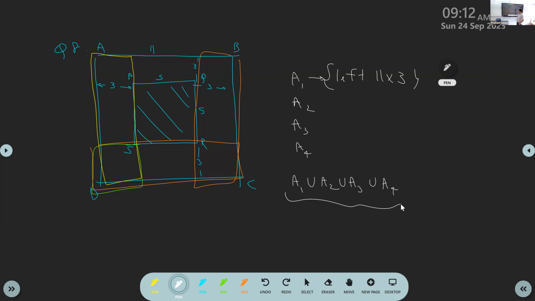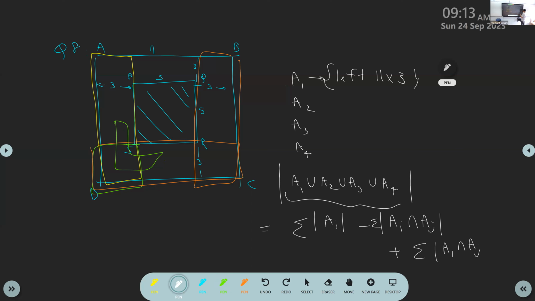The reason for that is that if there is any rectangle that does not overlap with the central region, we cannot have a rectangle which lies partially here and partially here. Every rectangle will have to be completely contained in one of these A1, A2, A3, A4. Therefore, by inclusion-exclusion, we can simply count this. That will be equal to the sum of the individual sets minus the sum of the pairwise intersections. And then there will be additional terms, like the sum of three at a time, but those will be zero. So we don't need to worry about them. Only these terms will matter.